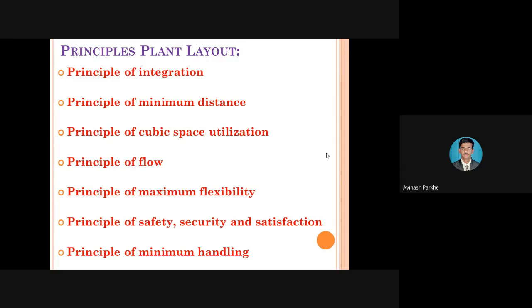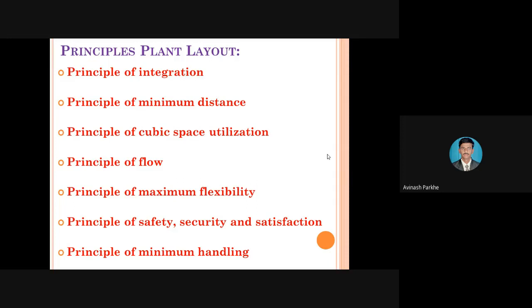Okay. Then the next principle is called the principle of flow. It is very important. Once your machines are located, sometimes the machines are located as per the sequence of operations. Means first initially we have to perform the turning and facing operation, so at first you have to install the lathe machine.